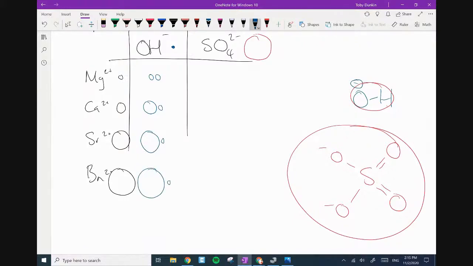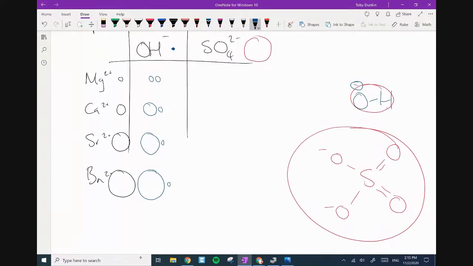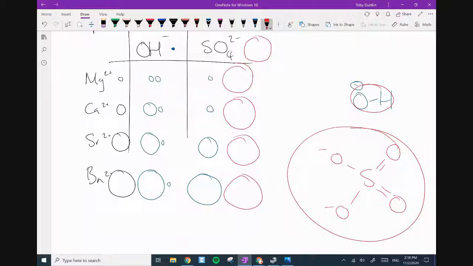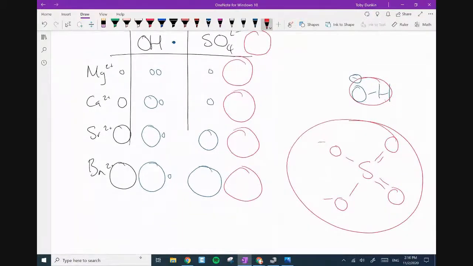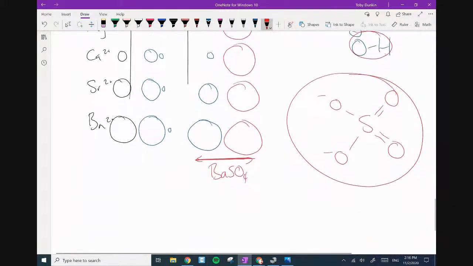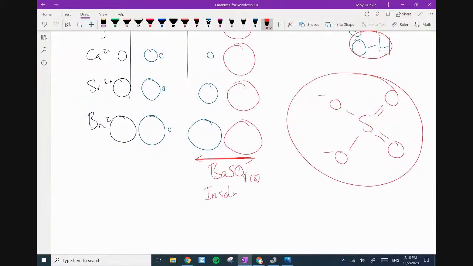So then we do the same thing. Magnesium, calcium, strontium, and barium, and then we get the sulfate ion. And what we remember is similar sizes are insoluble. So barium sulfate. The test for the sulfate ion is barium, insoluble. That's why barium is one of the most toxic ions.